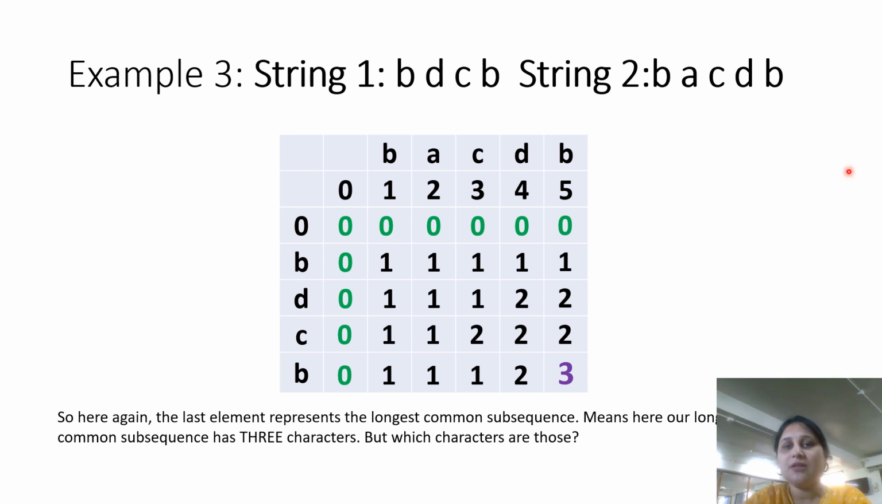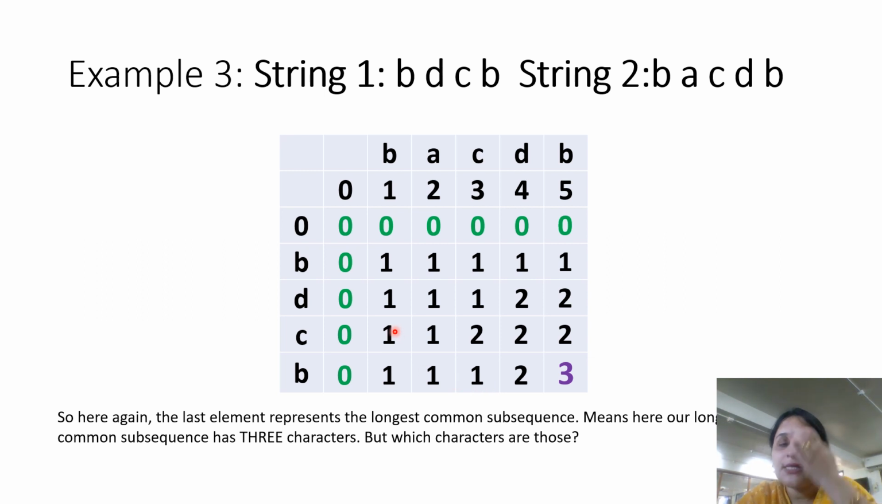We will do one more example for better understanding of this algorithm. Here string 1 is BDCB, which I have put in a column, and the second string is BACDB, which I have put in a row. Again the last element represents the longest common subsequence. Now I'll show you how I have filled this table. The green zeros indicate the initial value that we started our algorithm with, that is 0. Now this 0 is going to help us fill the entire table to get our result.